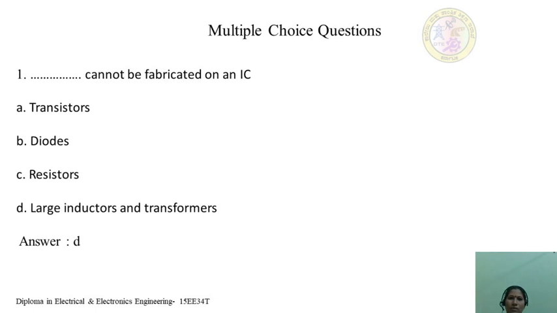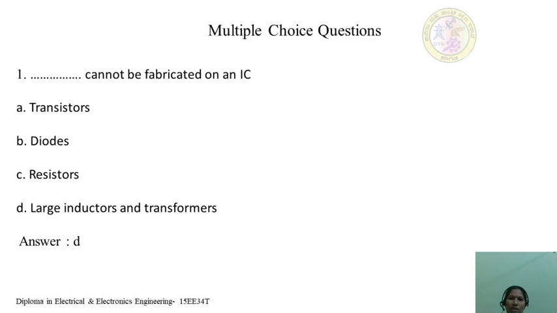Next, we'll see some multiple choice questions on the tri-state logic and the definition of the ICs. First question, dash cannot be fabricated on an IC. Option A, transistors. Option B, diodes. Option C, resistors. Option D, the large inductors and the transformers.